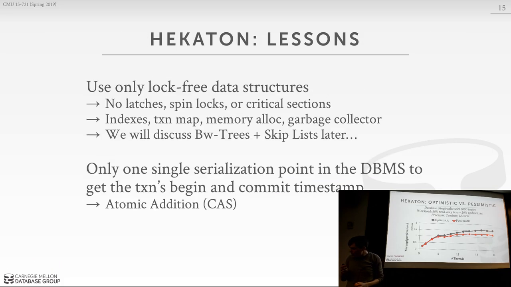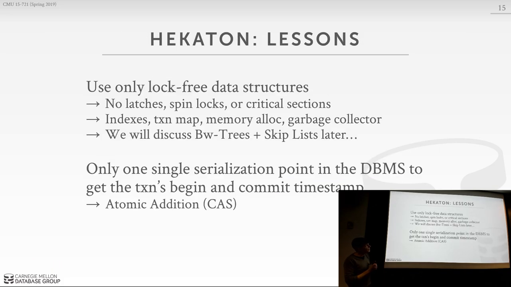All right, so what are the lessons we can take away from Hackathon? They point out two major things. The first one is that they argue you should only use lock-free data structures. And it's not just for indexes, it's really the entire architecture of the system that should be predicated on lock-free algorithms and data structures. That means indexes, transaction maps, memory allocation, the garbage collector, any kind of internal thing that we're maintaining in the system.